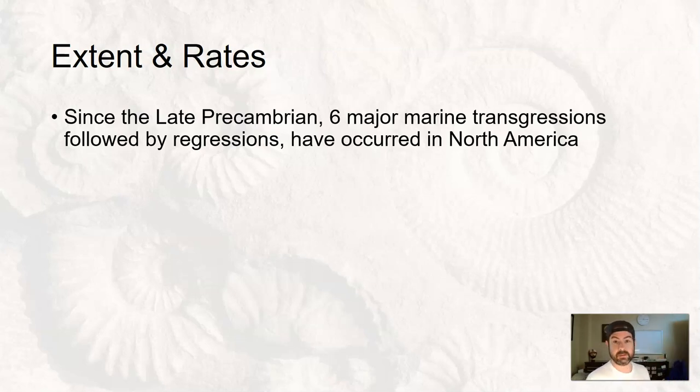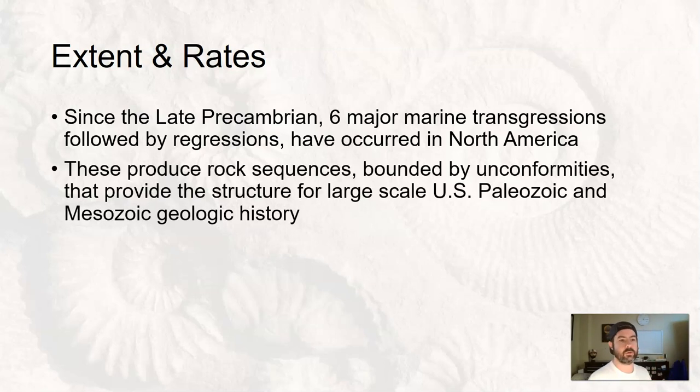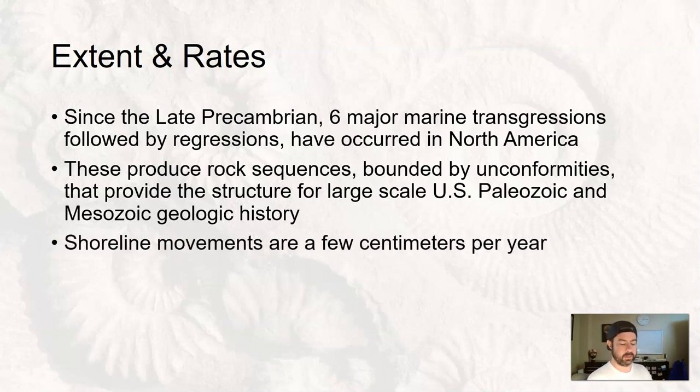These have been in different places as well, but at least there's been 6 major ones that have covered North America. These produce different rock sequences bounded by some sort of unconformities, typically, that provide structure to a large amount of geologic history of the U.S. through the Paleozoic and Mesozoic, and somewhat into the Cenozoic as well.